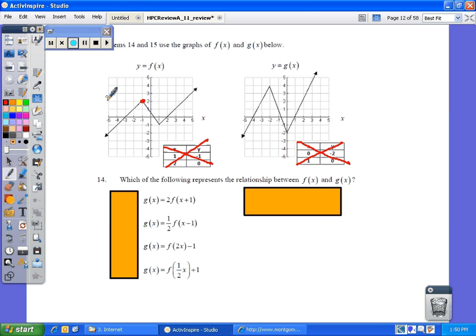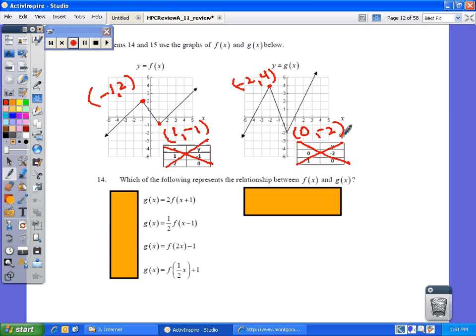So the coordinates here are -1, 2, and the coordinates here are 1, -1. Now, these points are easy to find on the new graph. This turning point now has coordinates -2, 4, and this turning point here now has coordinates 0, -2. Now, how could I have gotten these particular points?